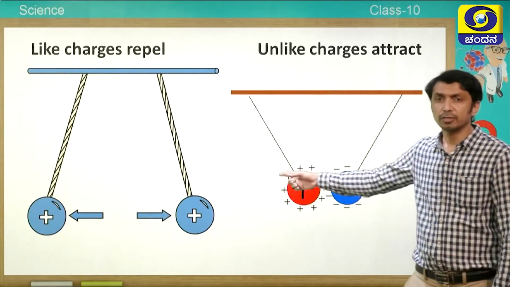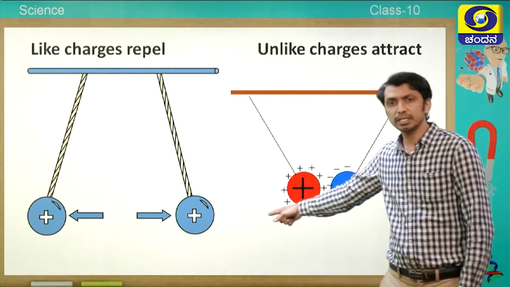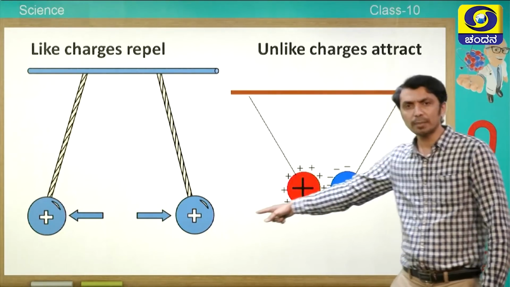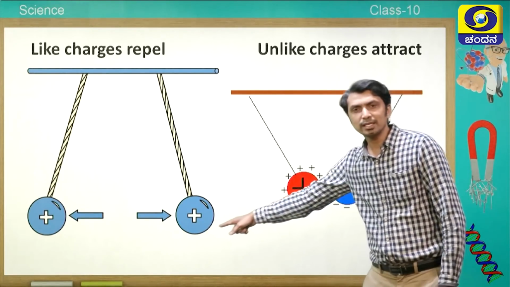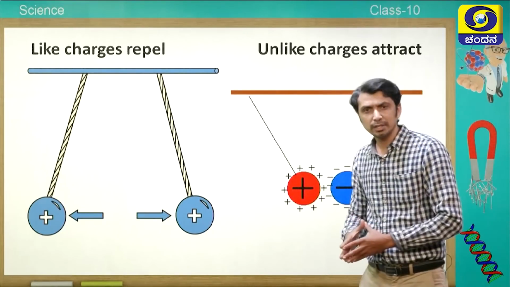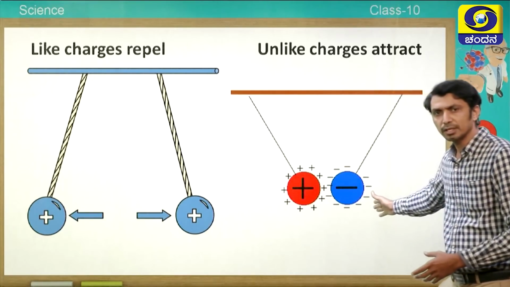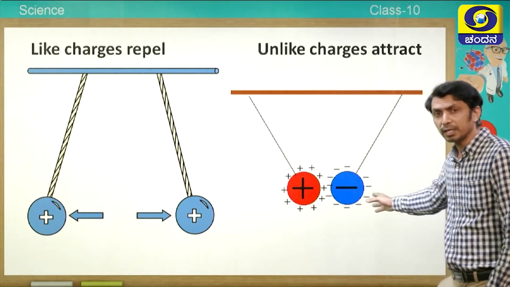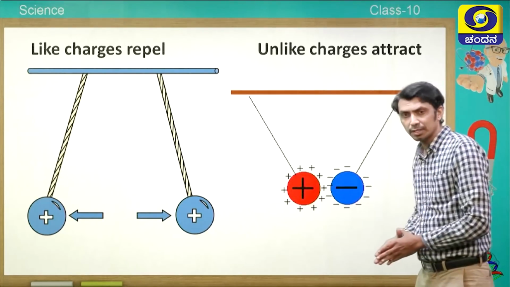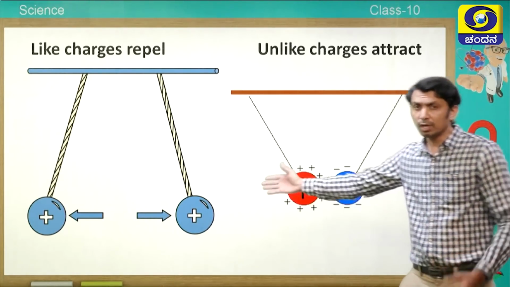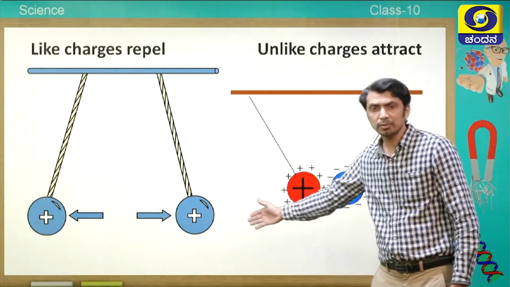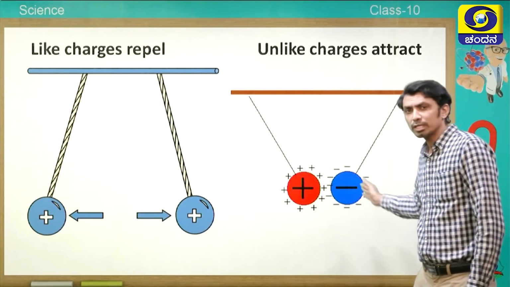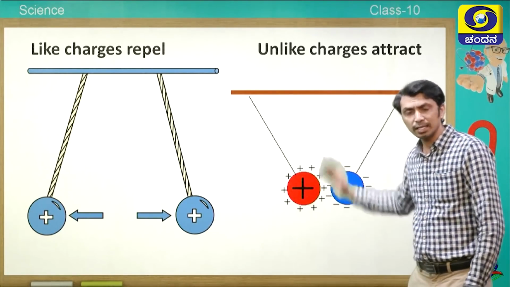Children, if you can see, what are the charges present here? Yes, you are right. These two are positive charges. And what is happening between them? As you can see, they are moving away from each other. When you come to these charges, here one is positive and the other one is negative charge. What is happening? They are getting attracted to each other. So we call these two charges, which are having the same type of charge, as like charges. And if the two charges, one is positive and the other is negative, then it is called unlike charges.